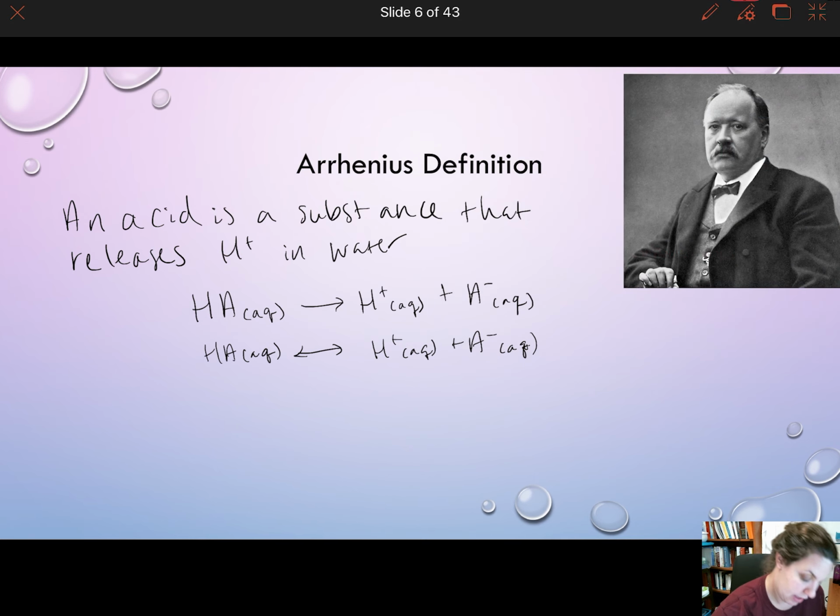Okay. A base, on the other hand, in the Arrhenius definition, gives off hydroxide in solution, or produces hydroxide.